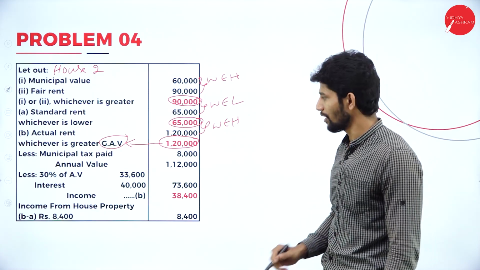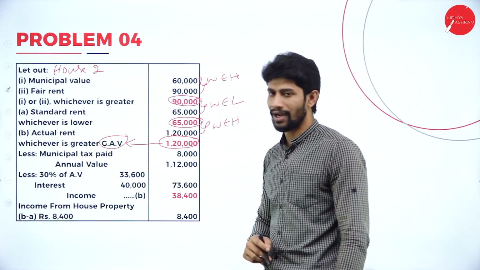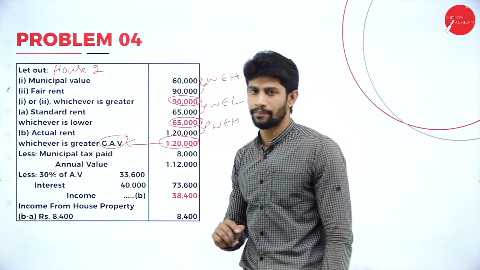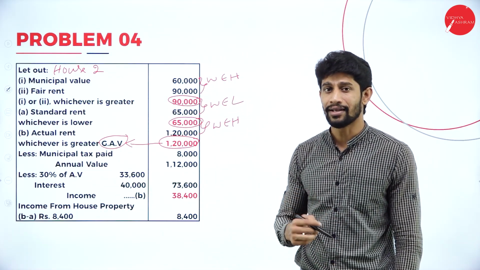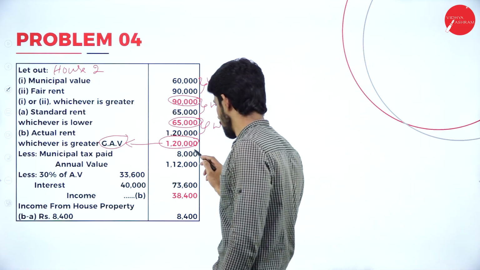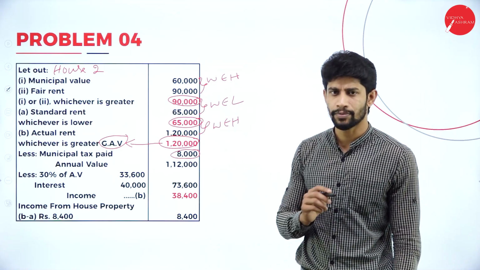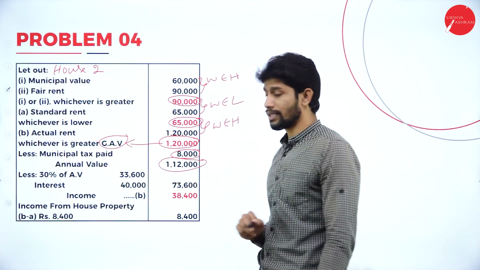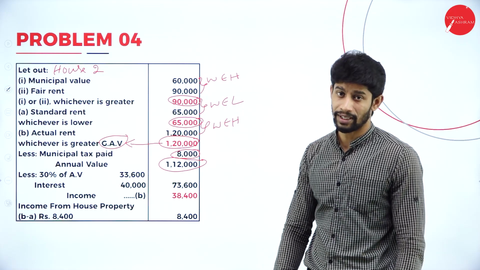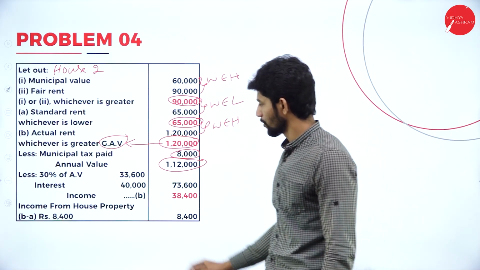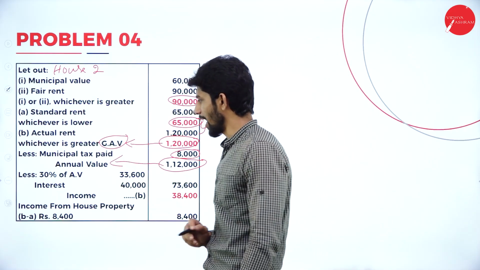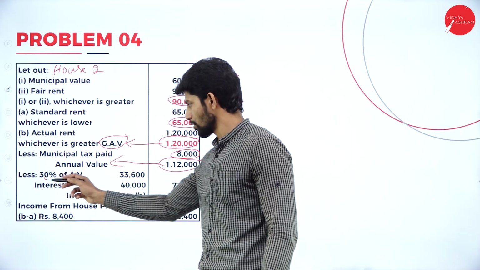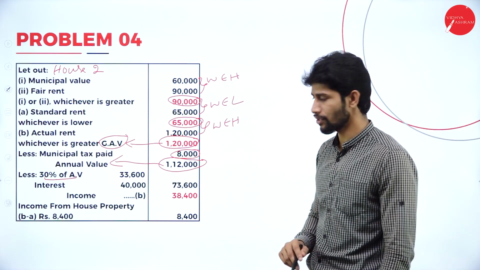The 1,20,000 is called GAV, that is gross annual value. From gross annual value, less municipal tax paid of rupees 8,000, you will get a balance of 1,12,000 rupees. So this 1,12,000 is called what? Annual value. So less 30% of annual value.